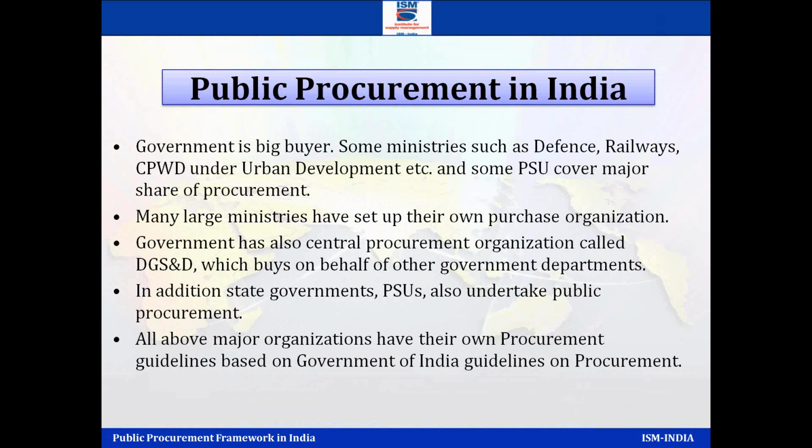And PSUs also, look at BHEL. If the turnover is around $4 billion, out of that the procurement activities could easily be around 50%. So procurement becomes a major share even for the PSUs. Many large ministries have set up their own procurement organizations. Government also has central procurement, what's called DGS&D, the Directorate General of Supply and Delivery, which buys on behalf of other governments. Some governments don't have the capacity, so they give the work to DGS&D.